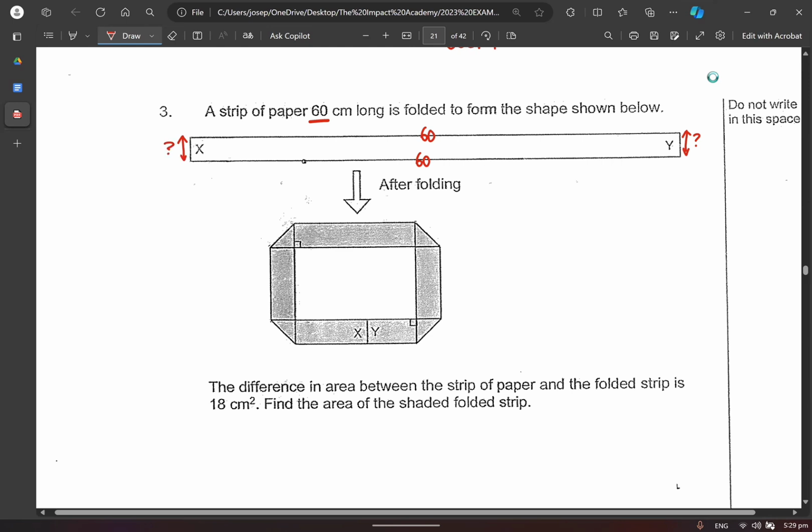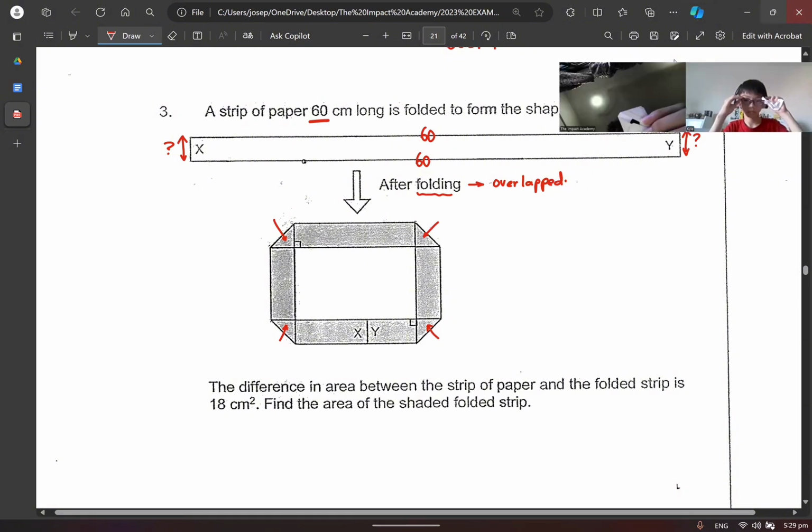As you can see over here, what happens is that I fold it. The moment the word folding comes, I need to know that something is overlapped. There is an overlapping happening. Now, if you can imagine with me that if I were to unfold this, this part over here, this part over here, this part over here, this part over here are all what we call overlapping.